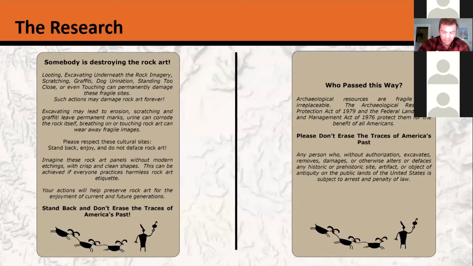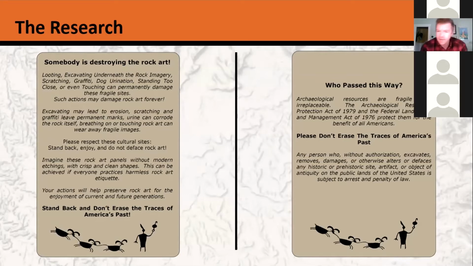There are two different signs that were installed. This gives you an idea of what they look like: one moral appeal and one the threat appeal or the ARPA sign. To limit the amount of variables, the signs had to be as similar as possible. So I had to modify the ARPA sign a little bit. So the size, the font, the images, and the color are the same, but the messages are different. I guess I'll read the signs.